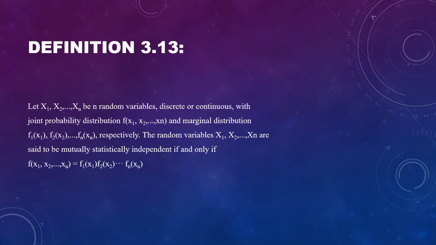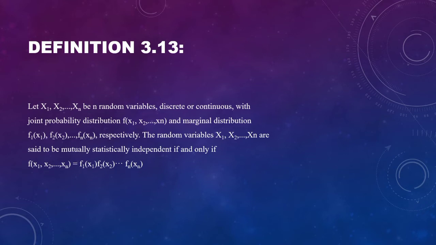Definition 3.13. Let x sub 1, x sub 2 up to x sub n be n random variables, discrete or continuous, with joint probability distribution f of x sub 1, x sub 2 up to x sub n, and marginal distributions f sub 1 of x sub 1, f sub 2 of x sub 2 up to f sub n of x sub n, respectively.